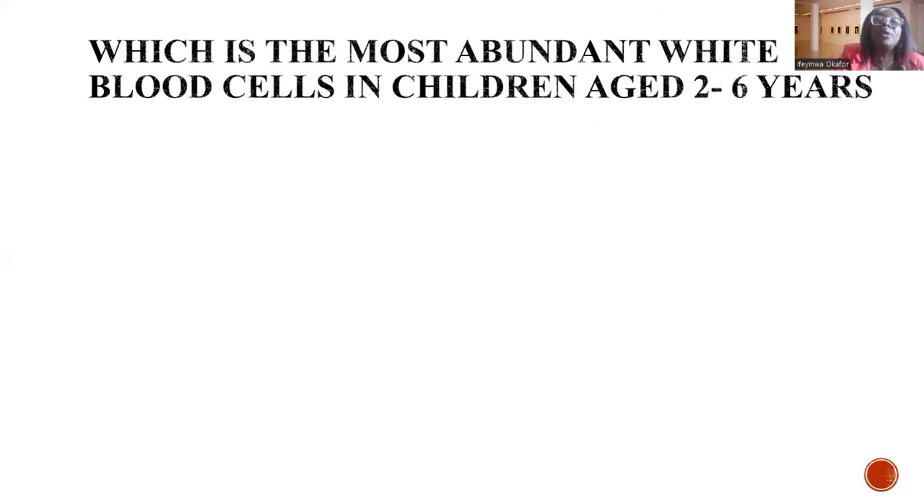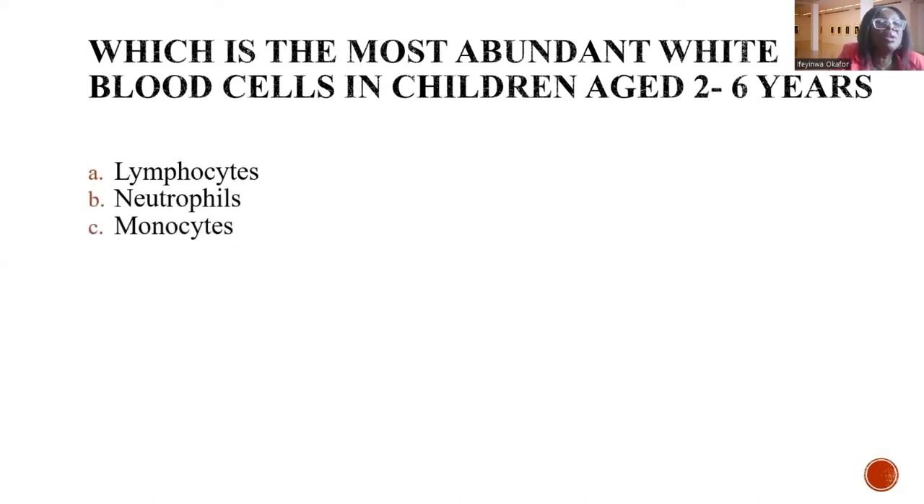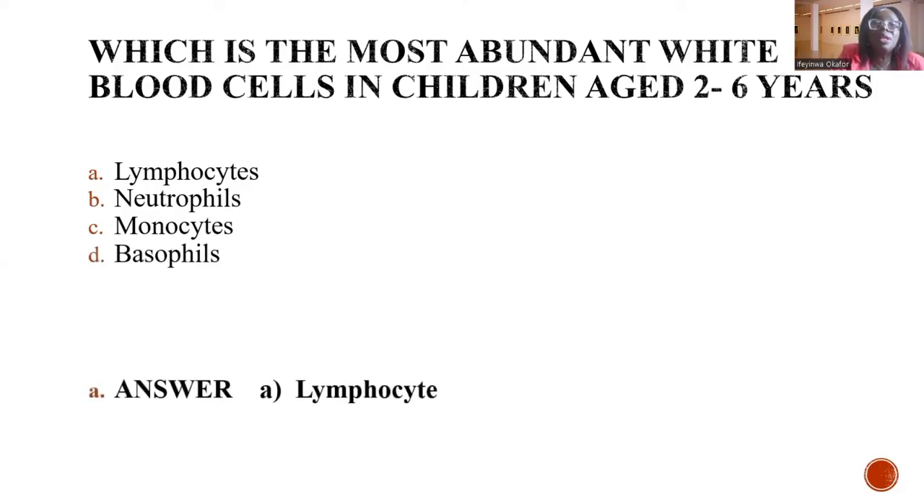Which is the most abundant white blood cell seen in children aged between 2 to 6 years? We have lymphocytes, neutrophils, monocytes, basophils. Answer is A, lymphocytes. Lymphocytes are the most abundant white cells seen in children within the age of 2 to 6. Remember, in adults, the predominant white cell seen is neutrophils.